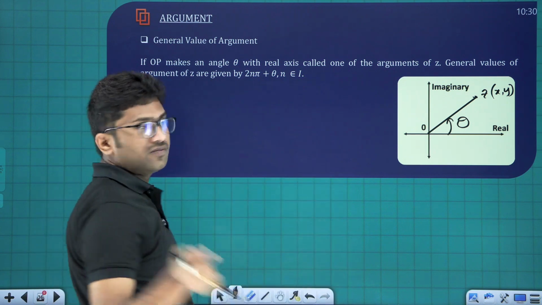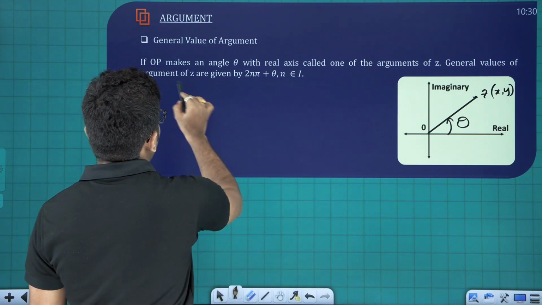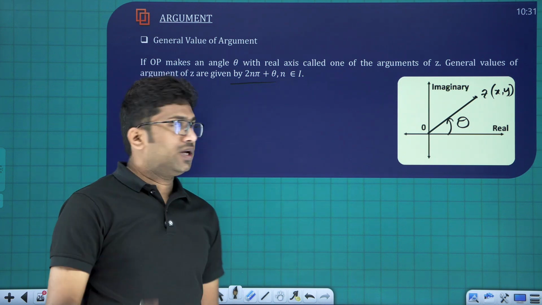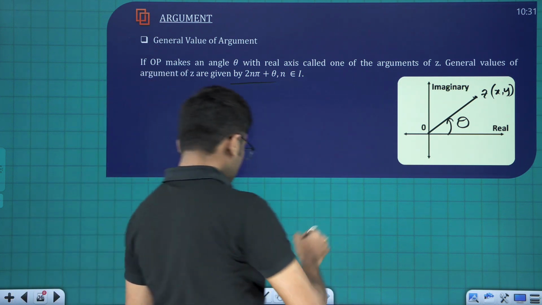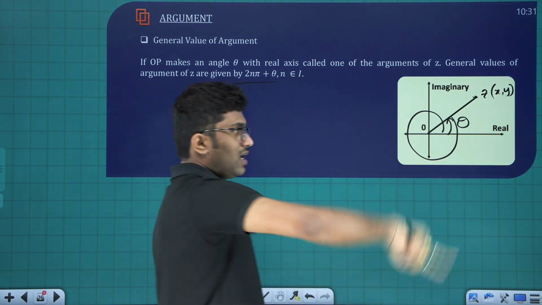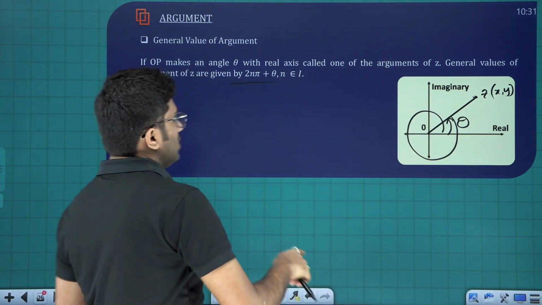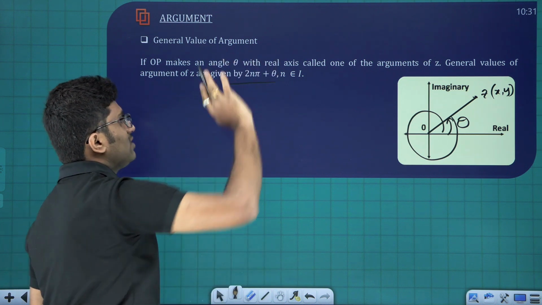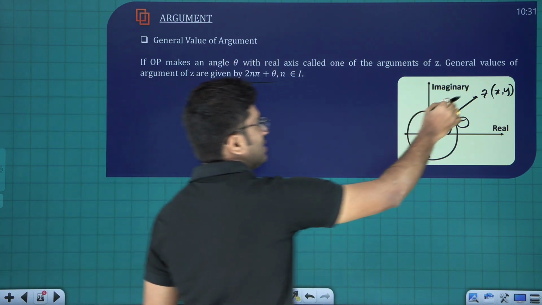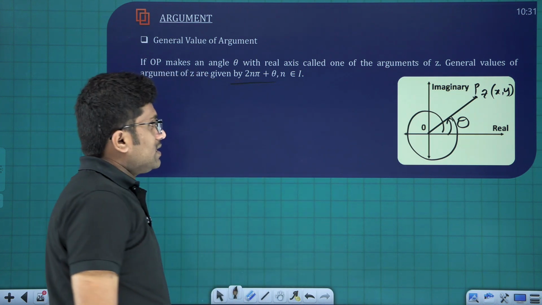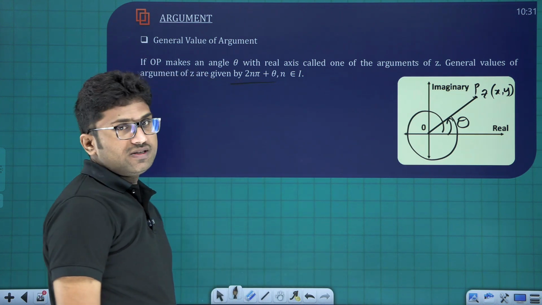If OP makes an angle theta with the real axis, one of the arguments of z is theta, then the general values of the argument of z are given by 2n pi plus theta. Because if this is theta, again this will be 2 pi plus theta, again one more 4 pi plus theta. So if OP makes an angle theta with the real axis, then this theta is called the argument, or we say amplitude.